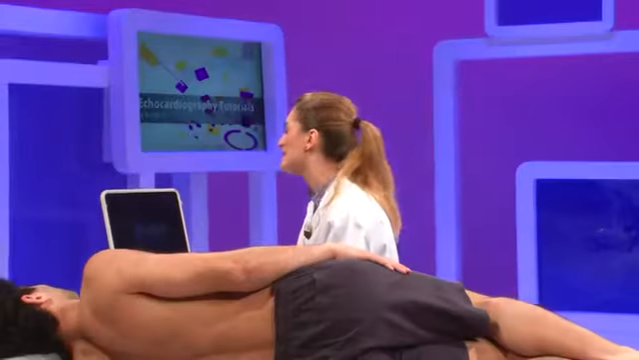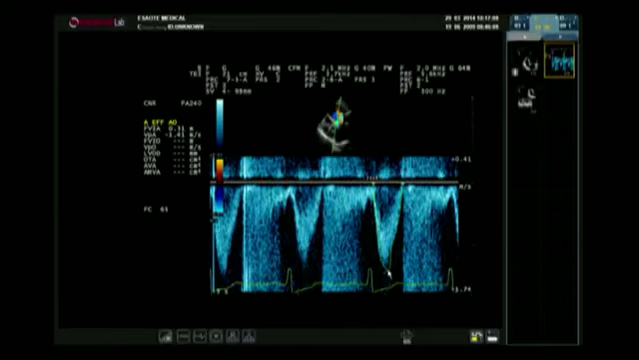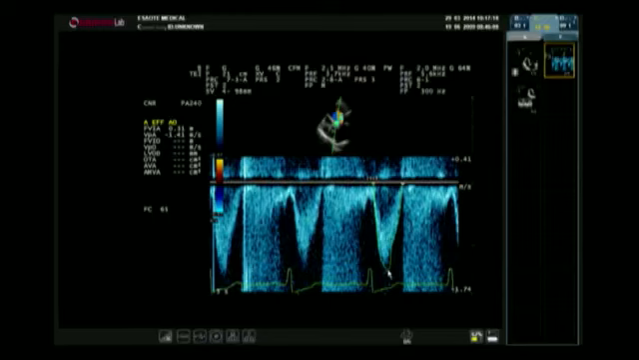And since the LVOT diameter is not going to significantly change in the same patient in a short time frame, you can easily just check the changes in time velocity integral values. And this can be very useful also to assess fluid responsiveness.